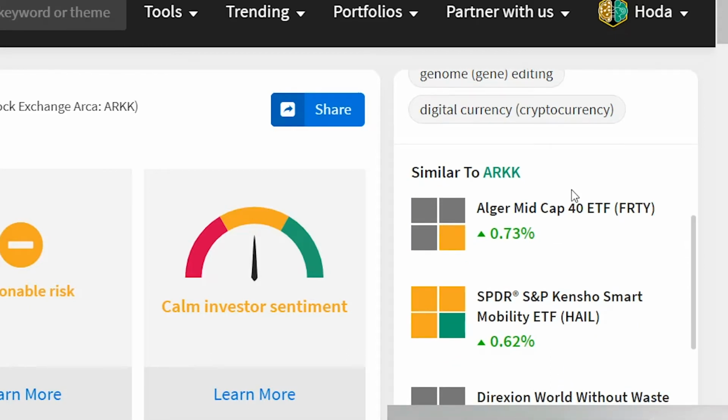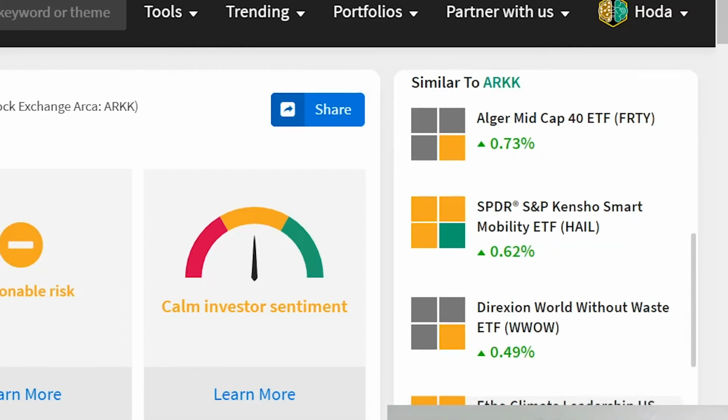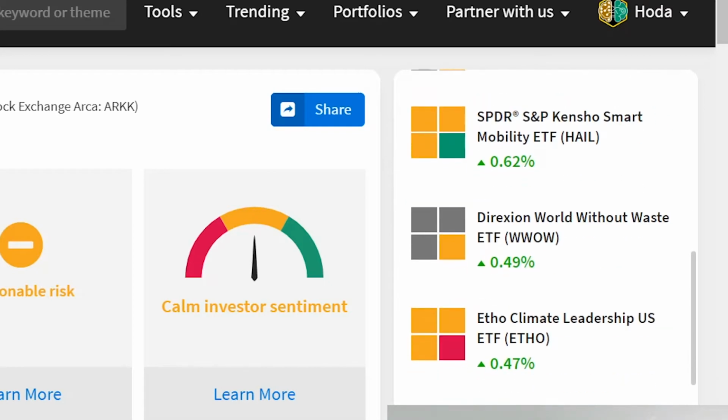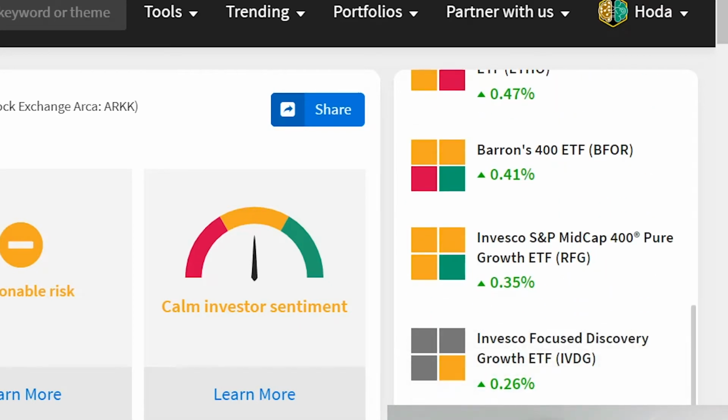So ARKK is a product, an ETF that is focused on technology and has more mid-cap and small-cap type of companies in the fund. So that's why you see a lot of the similar funds are more focused on technology, mid-cap, small-cap type of funds. For example, Vanguard S&P Mid-Cap 400 Growth ETF is a very good competitive or similar ETF to ARKK.